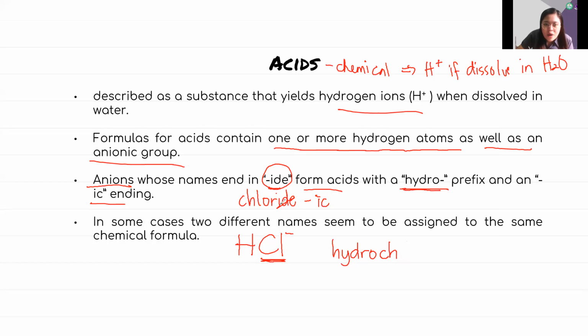So, this is now chloric, not chloride. Pag acid, this is applicable for acid ha. So, chloric. And then, ang name ana niya class always end with the word acid. So, ang tawag aning HCl now is hydrochloric acid. That's how you name the acid class. Hydrochloric acid.